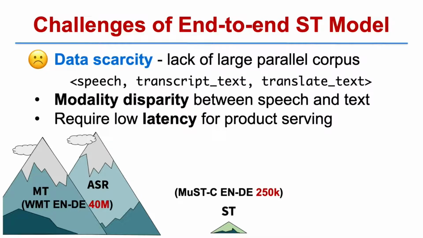Among these problems, data scarcity is the most frequently mentioned. As we all know, there is a huge amount of parallel text, like in the English to German WMT dataset, there are more than 40 million pairs of sentences, and this brings good translation performance. However, the largest English to German speech translation dataset only has a few hundred thousand sentences for training. And for other languages like English to Japanese, the scale is even smaller. With such a small dataset, we cannot guarantee an end-to-end speech translation model to have good performance, for we are very likely to encounter the overfitting problem.